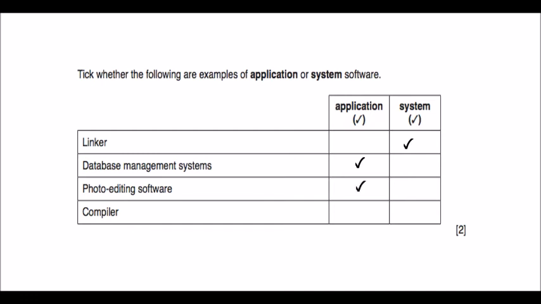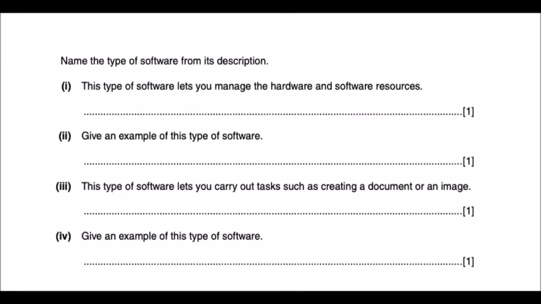What about this? Photo editing software, of course. An example is Photoshop. So this one is an application software, and compiler, for sure, as I mentioned earlier, is a system software. Next, this type of software lets you manage the hardware. You see, they are just repeating the question.